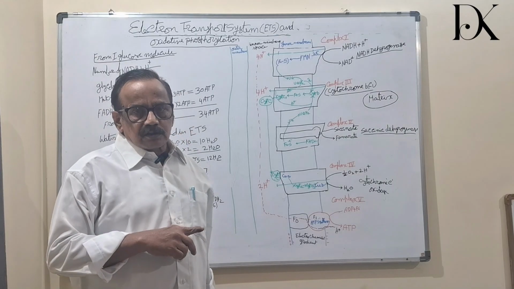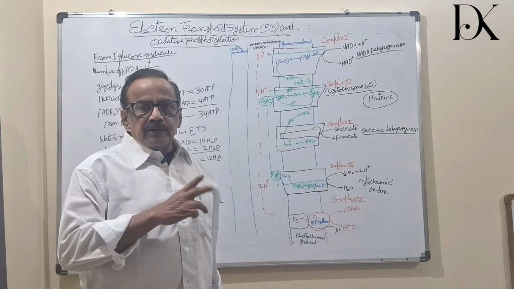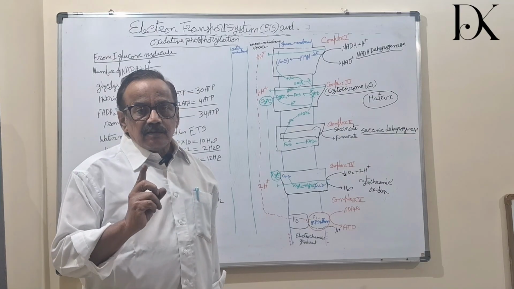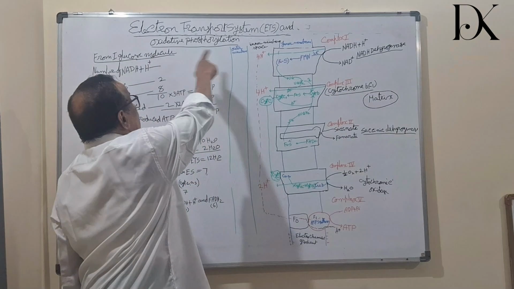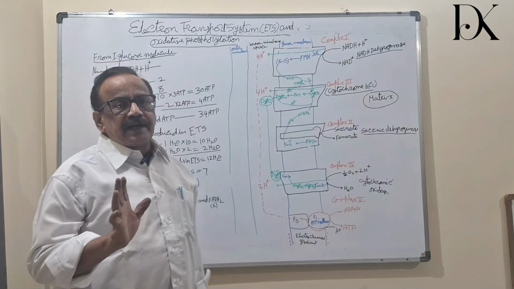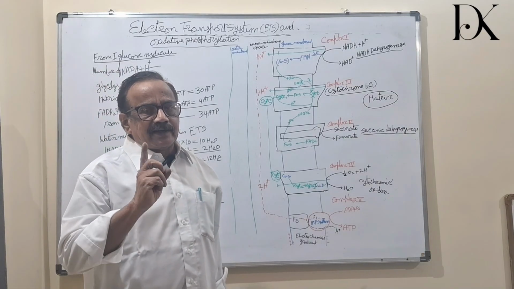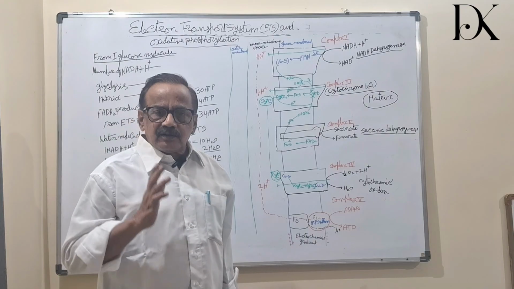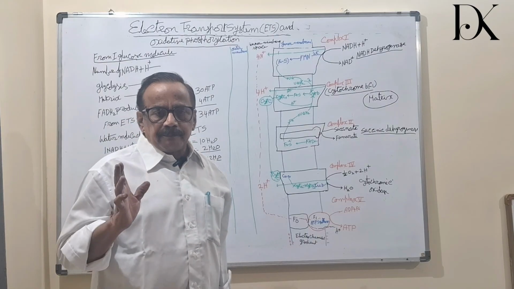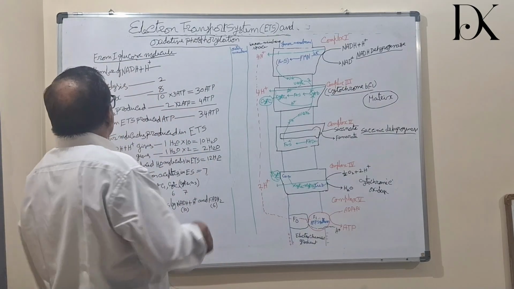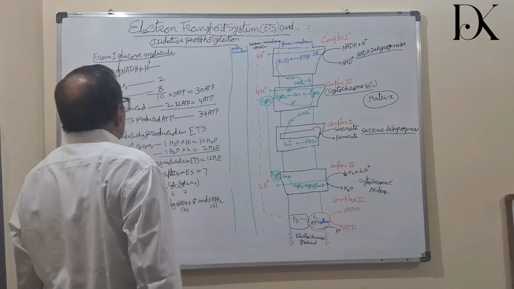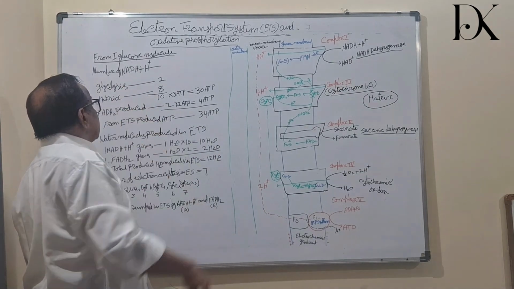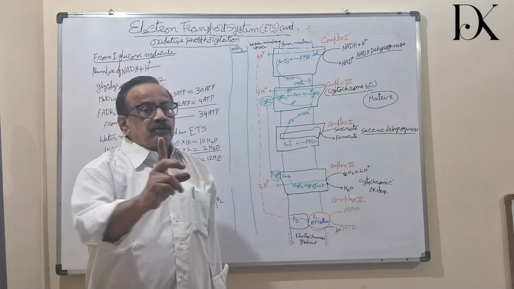Now I am going to discuss in this video NEET expected questions from the electron transport system. So many questions you can create in the NEET. Those questions and explanations I will give you in this video. Now first one: from one glucose molecule, how many NADH are produced?